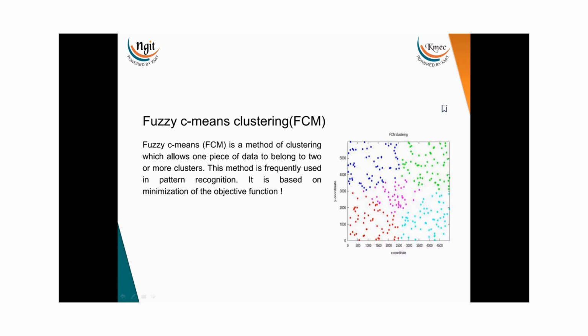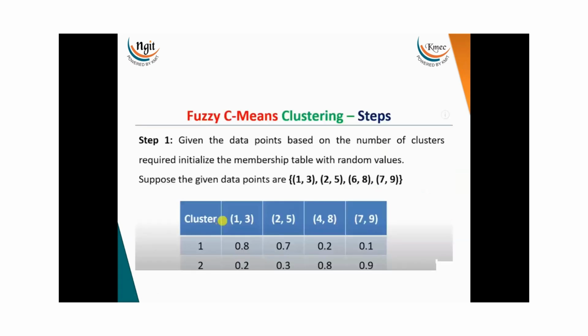Fuzzy C-means clustering is a method of clustering which allows one piece of data to belong to two or more clusters, and this method is frequently used in pattern recognition. So whenever you want to find a pattern in a given image or in given data, we can use the fuzzy C-means algorithm. So this is all about the fuzzy C-means algorithm.